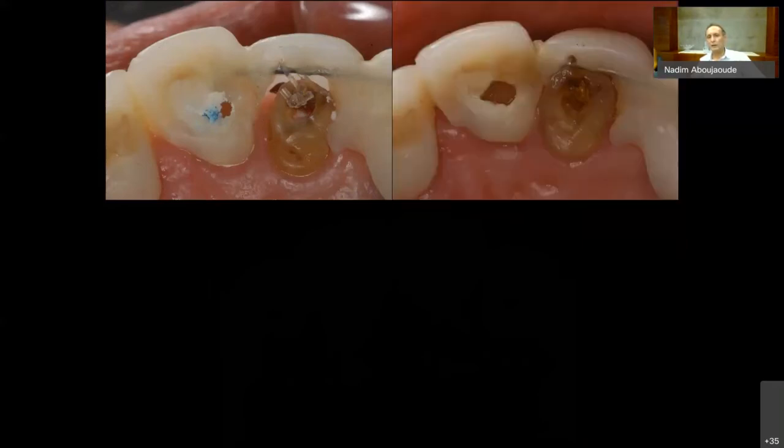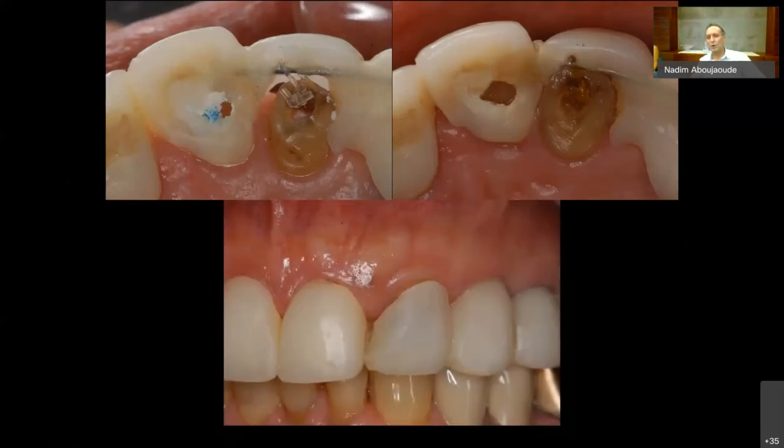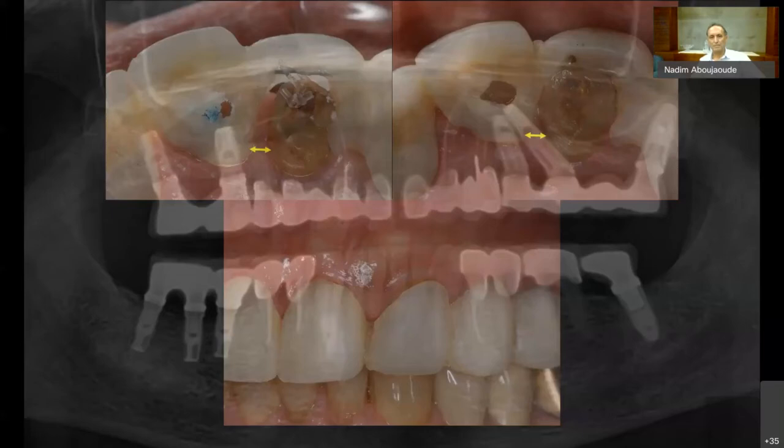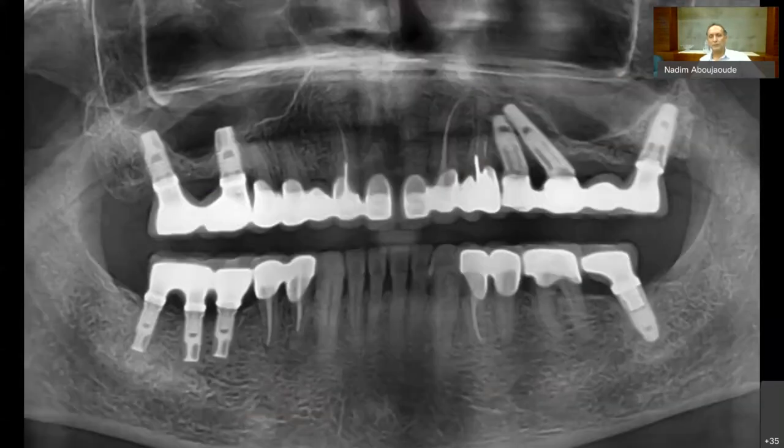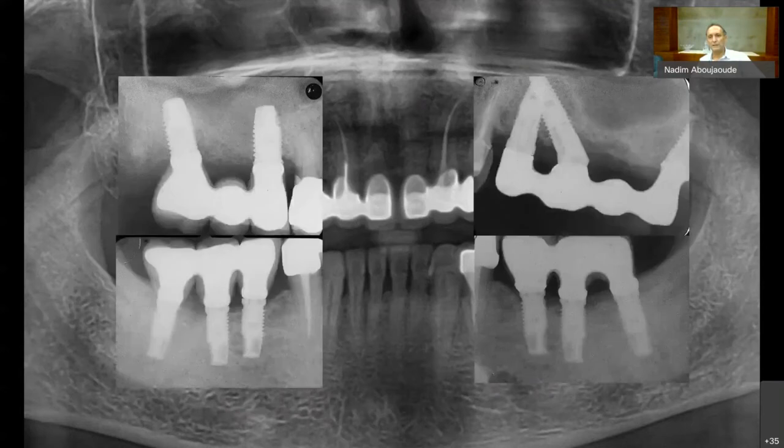As you can see here, we were able to close the space and bring the tooth in a proper position. And there is no more pink ceramic to be placed. As you can see, the tooth was brought up mesial. And implants were placed in the posterior area. Don't be afraid. We avoided here the sinus.